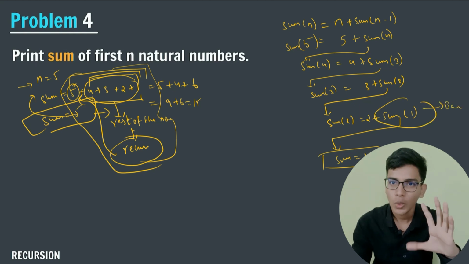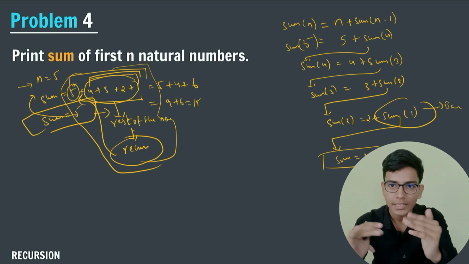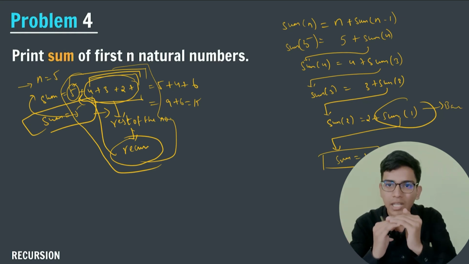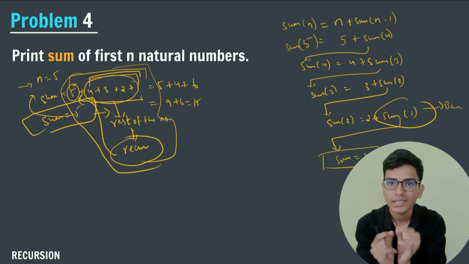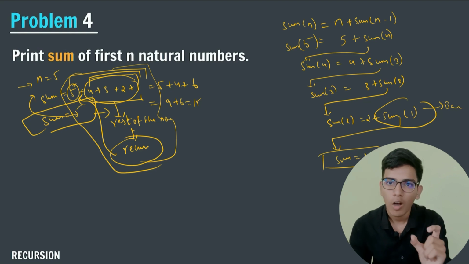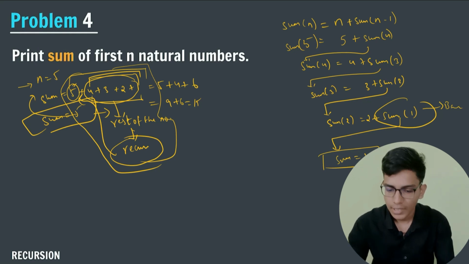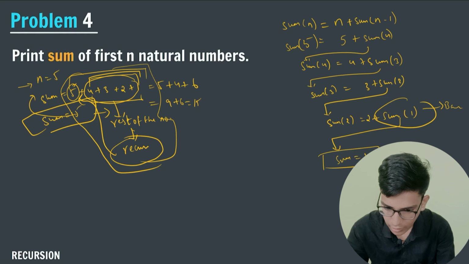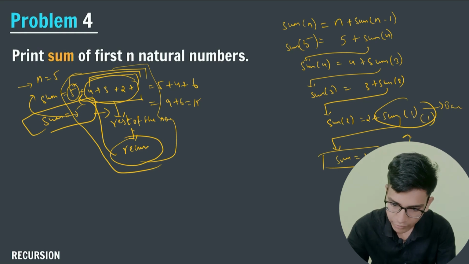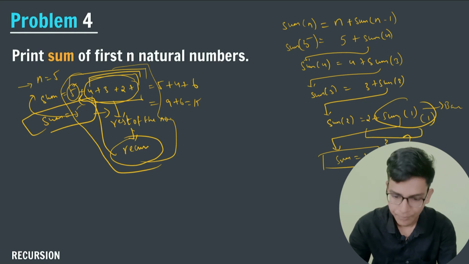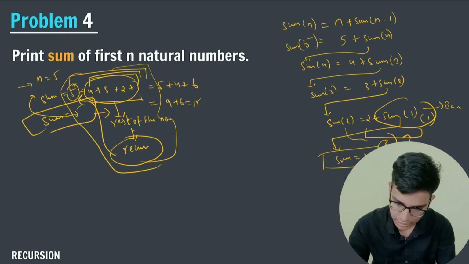So for the pseudo code, I hope you have understood the logic that recursion calls will take place until we get our base case, that is sum of 1. If I call the function with n value 1, that is my base case, and from it I will return 1. So this value will become 1, and sum of 2 will become 3.